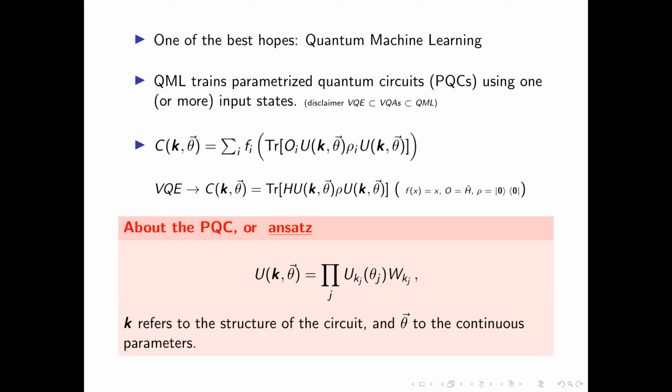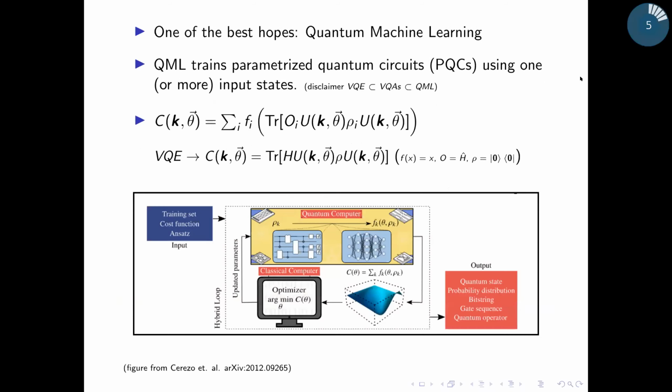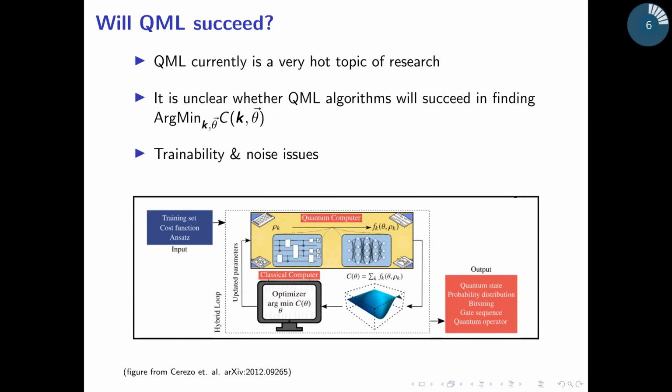So I would like to note that in my notation, I am using K to denote the structure of the ansatz and theta to denote the continuous parameters that are, for instance, associated with single-qubit rotations. The way quantum machine learning goes is to compute this cost function using our current quantum computers, and minimize it by leveraging a classical optimizer. It is not clear if we will be able to use this idea to minimize this cost function, due to trainability and noise issues.